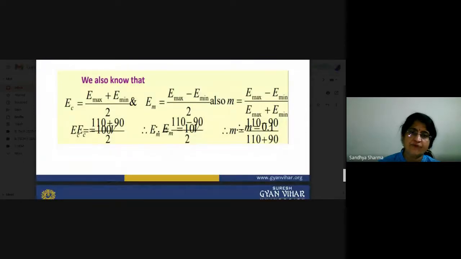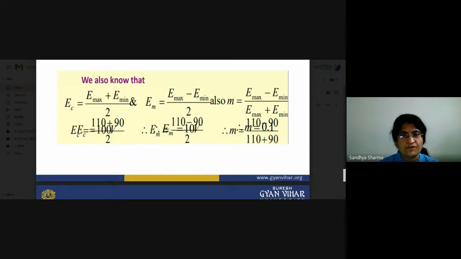Now there is a formula. If you want to calculate the carrier amplitude Ec, that is equal to (Emax plus Emin) by 2. And if you want to calculate Em, the maximum value of the modulating signal, then that is equal to (Emax minus Emin) divided by 2. So these are the two factors, Ec and Em, you have to calculate.